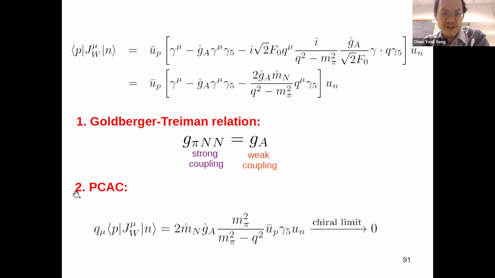And second is, of course, the PCAC, the partially conserved axial current. Namely, if you take the divergence of the axial current of the weak current, and then assume the chiral limit, namely that the Nambu-Goldstone boson is massless, then it will give 0. So both the axial and the vector currents are conserved in the chiral limit.